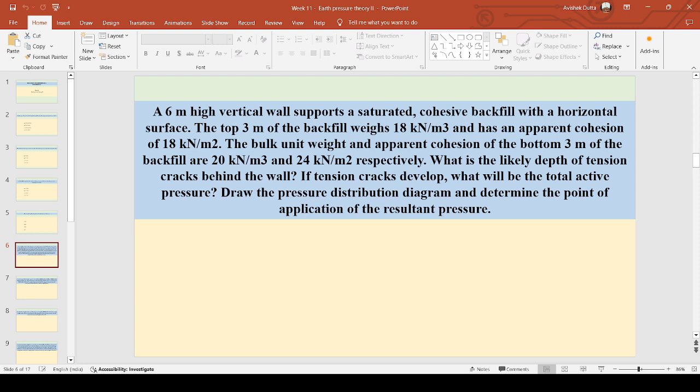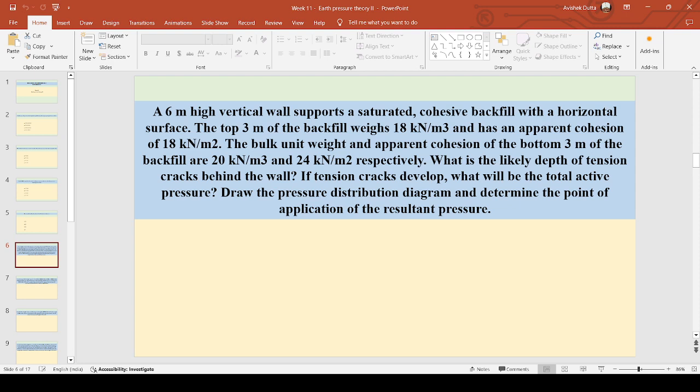I'll just repeat the question once. A 6-meter high vertical wall supports a saturated cohesive backfill with a horizontal surface. The top 3 meter of the backfill has a unit weight of 18 kilonewton per meter cube and an apparent cohesion of 18 kilonewton per meter square. The bulk unit weight and apparent cohesion of the bottom 3 meter of the backfill are 20 kilonewton per meter cube and 24 kilonewton per meter square respectively.